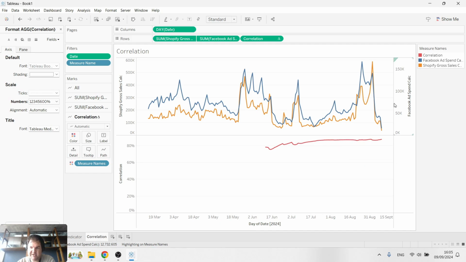So in other words, you could say over 80% of the movement in revenue can be attributed to Facebook. So if we can track our ad spend very closely, we're going to have a very good idea of what's going to happen to our revenue.